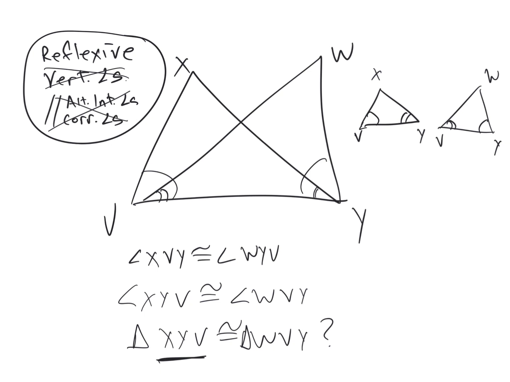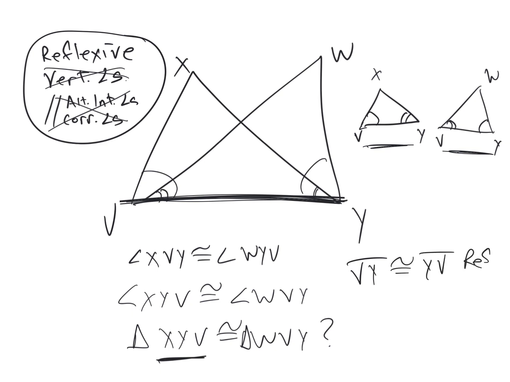Reflexive is one line or angle on top of another line or angle. So what do we have there? If you notice, you have VY and VY right there. Obviously VY and VY have to be equal. And look, VY is on top of VY in the picture. So that's reflexive. You would say VY is congruent to YV, and you'd say reflexive. And then mark it. That's our first side, so it gets 1 hash mark.